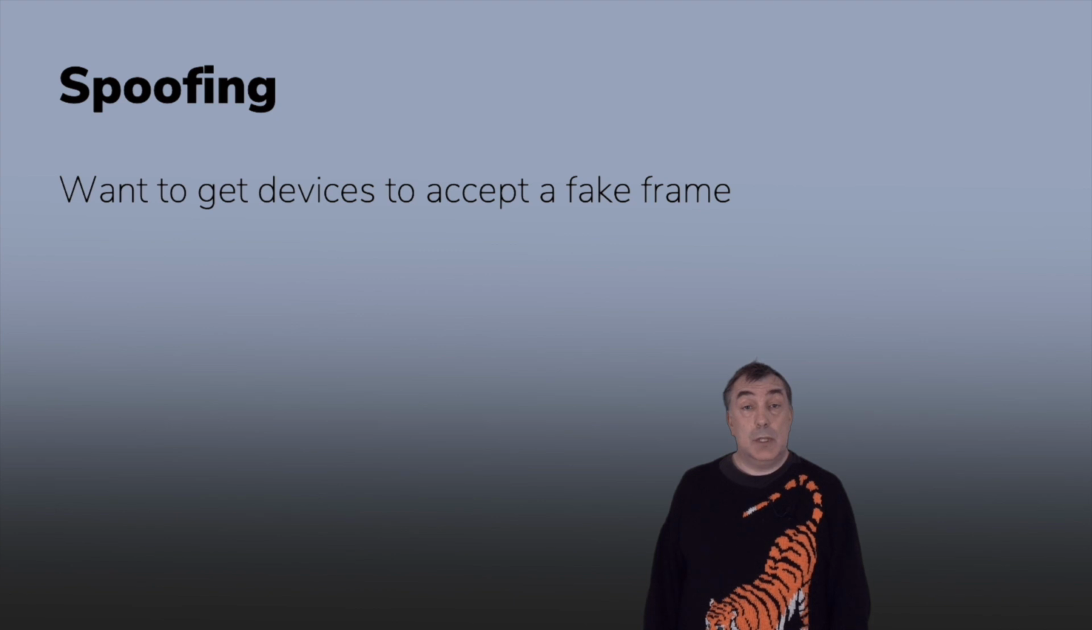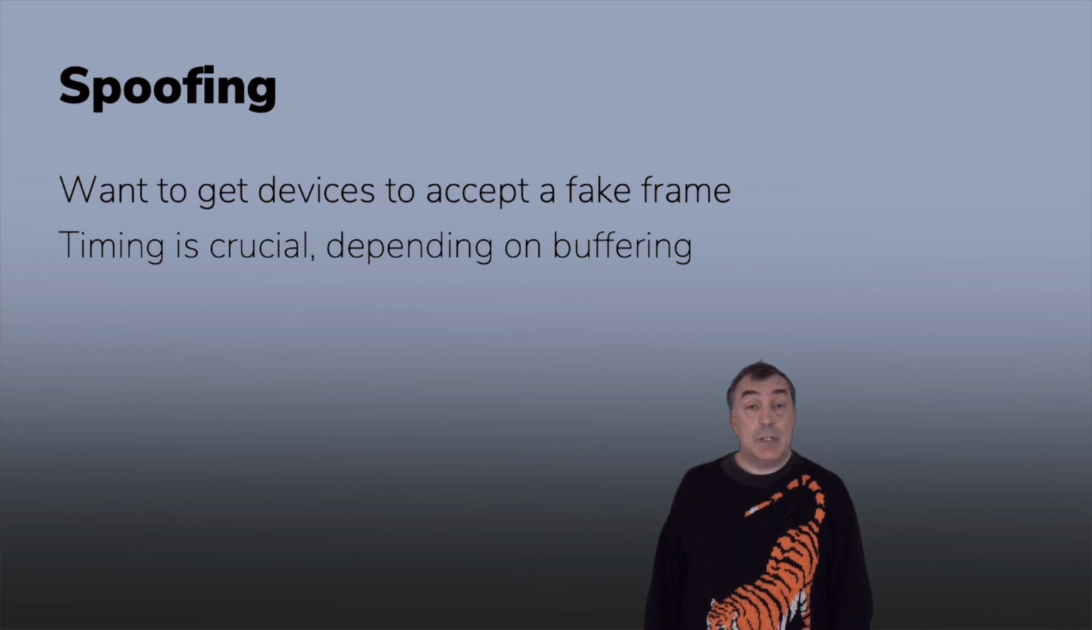Now let's look at spoofing. Spoofing is a classic CAN attack where we want to get devices to accept a fake frame. But the timing is crucial depending on the buffering of the receiver we want to fool. If the buffering software lets newer frames overwrite old ones, then the spoof needs to come after a real frame, so the application is likely to see the spoof. If the buffering software discards newer frames until the older frame is processed, then the spoof needs to come before a real frame. In either case, classic frame attack spoofing using a CAN controller risks the doom loop.